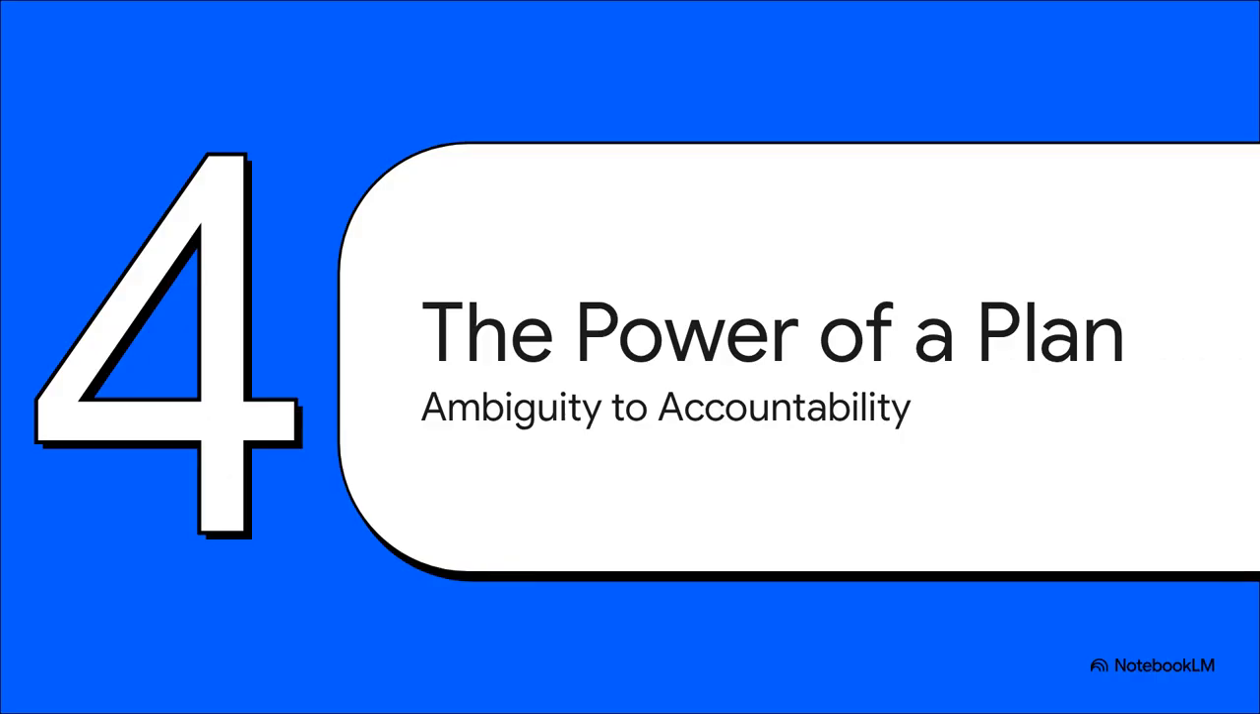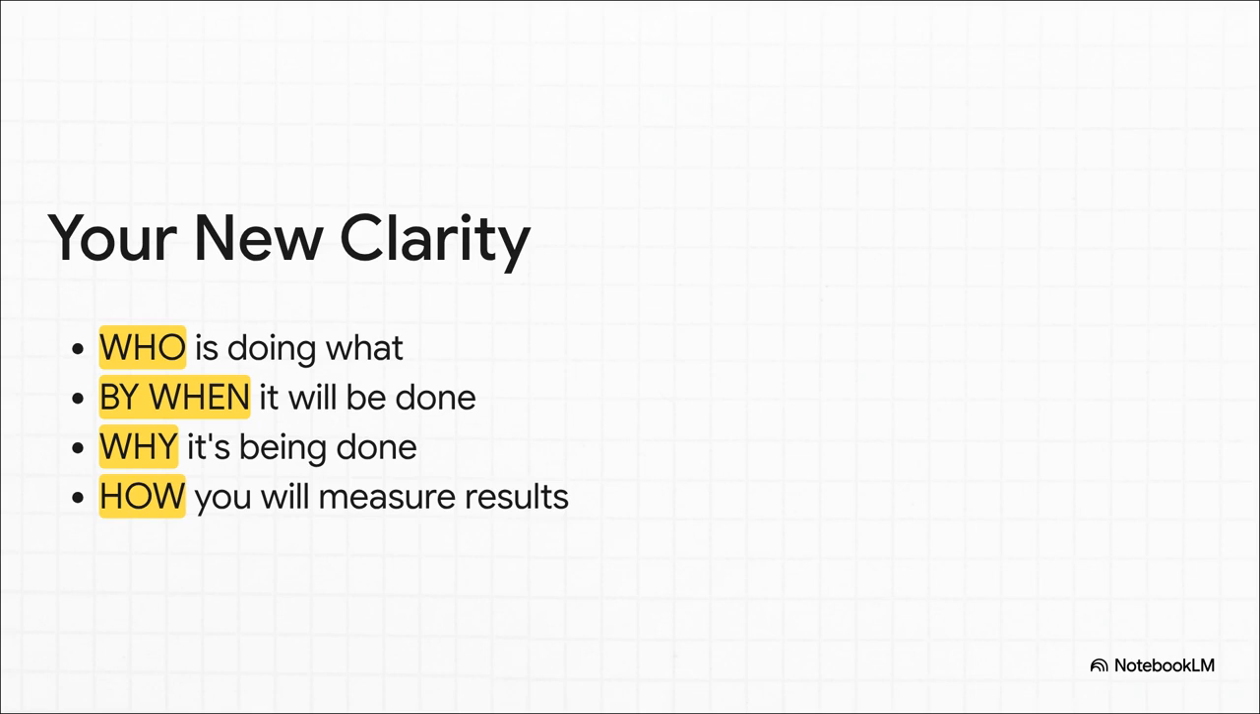So look what we just did. By following those 5 simple steps, you have completely transformed a vague weakness from your SWOT into a powerful, actionable plan. You've literally moved from ambiguity to total accountability. And just think about the clarity this gives you and your entire team. You now know exactly who is doing what. You know by when it will be done. You know why it's important for the business, and you know how you're going to measure success. This is how you drive real, meaningful change.